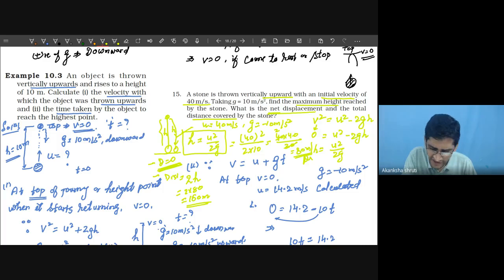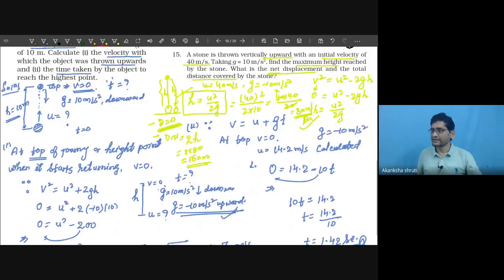Find the maximum height reached. Maximum height is 80 meter. What is the net displacement and total distance covered by the stone? See, the stone cannot hang at the top of its journey. Net is asked, which means obviously the stone will come down and finally fall to the ground from where it was thrown. So the net displacement we have to say as 0 because the body has returned to its starting point, and the distance is twice the total height.